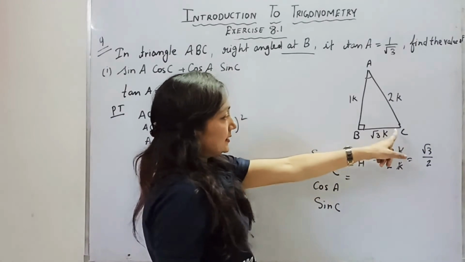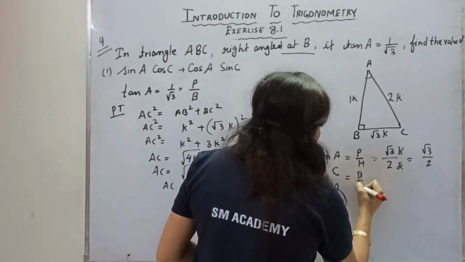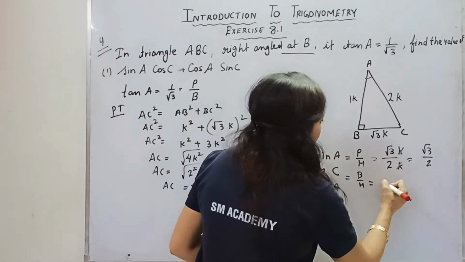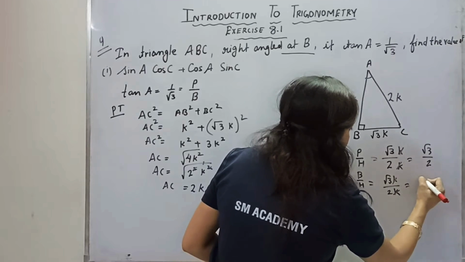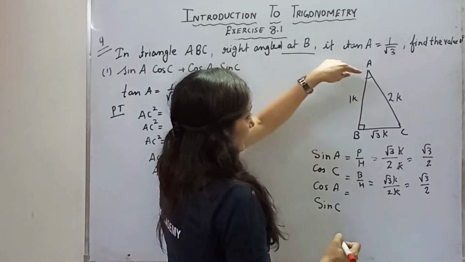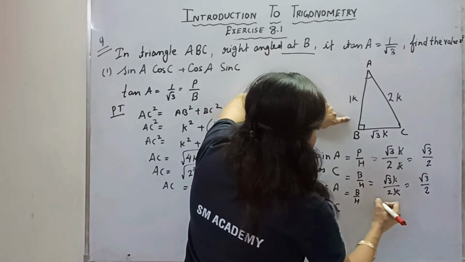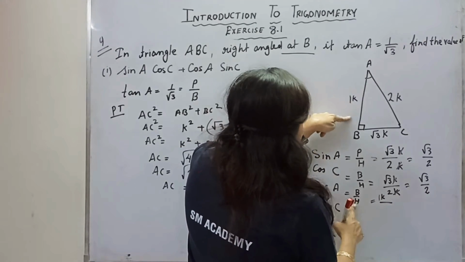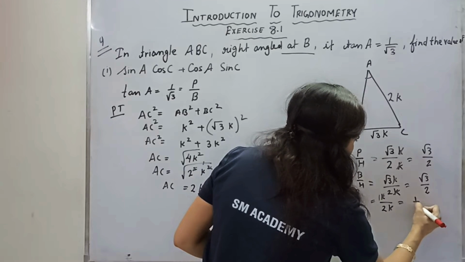Then cos C. C is this angle. What is the value of cos? It's B upon H. So C is this angle. So base is here root 3K and 2K. So this is root 3 upon 2. Cos A. Again this one, it's B upon H. So base is K, and hypotenuse is 2K. So K cancels, this is 1 by 2.